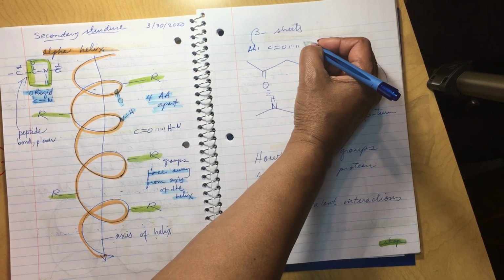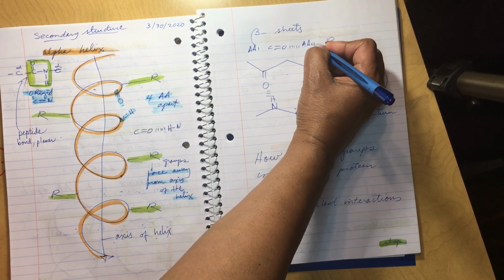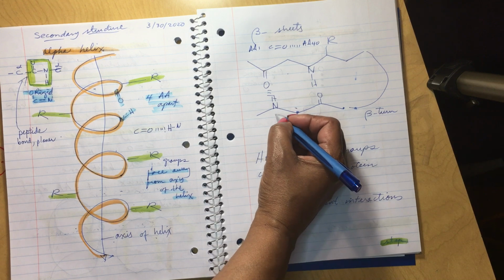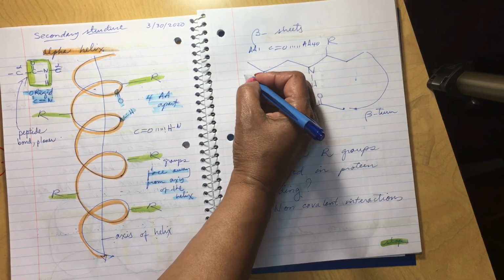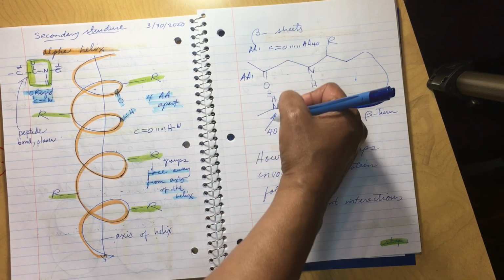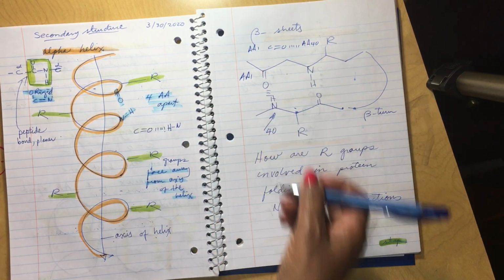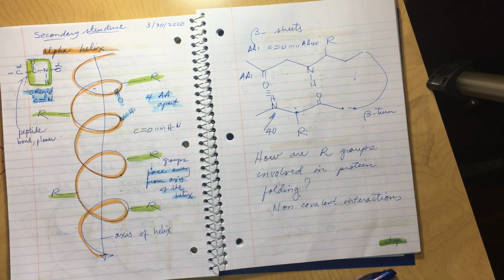Let's say that it's using amino acid number 40. It's just one example. Let's say that in this position is 40 and that this one is amino acid number 1. That could be a molecular interaction of secondary structure because it's using similar, it's using also the backbone, but it's a very different kind of secondary structure.